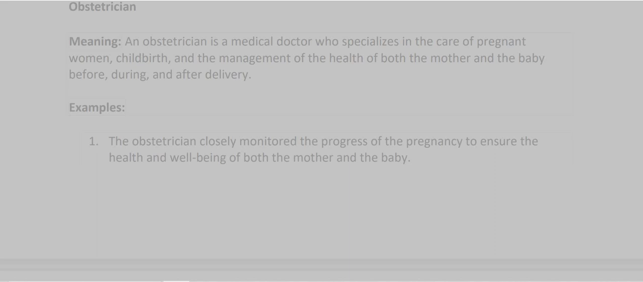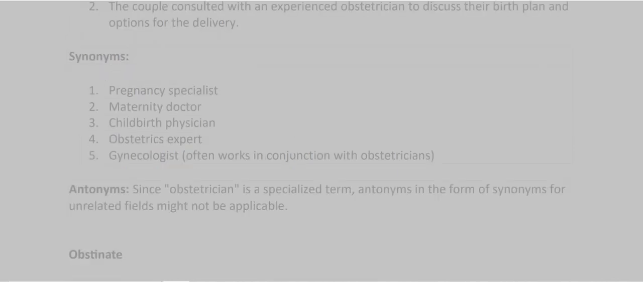Obstetrician. Meaning: an obstetrician is a medical doctor who specializes in the care of pregnant women, childbirth, and the management of the health of both the mother and the baby before, during, and after delivery. Examples: 1. The obstetrician closely monitored the progress of the pregnancy to ensure the health and well-being of both the mother and the baby. 2. The couple consulted with an experienced obstetrician to discuss their birth plan and options for the delivery.